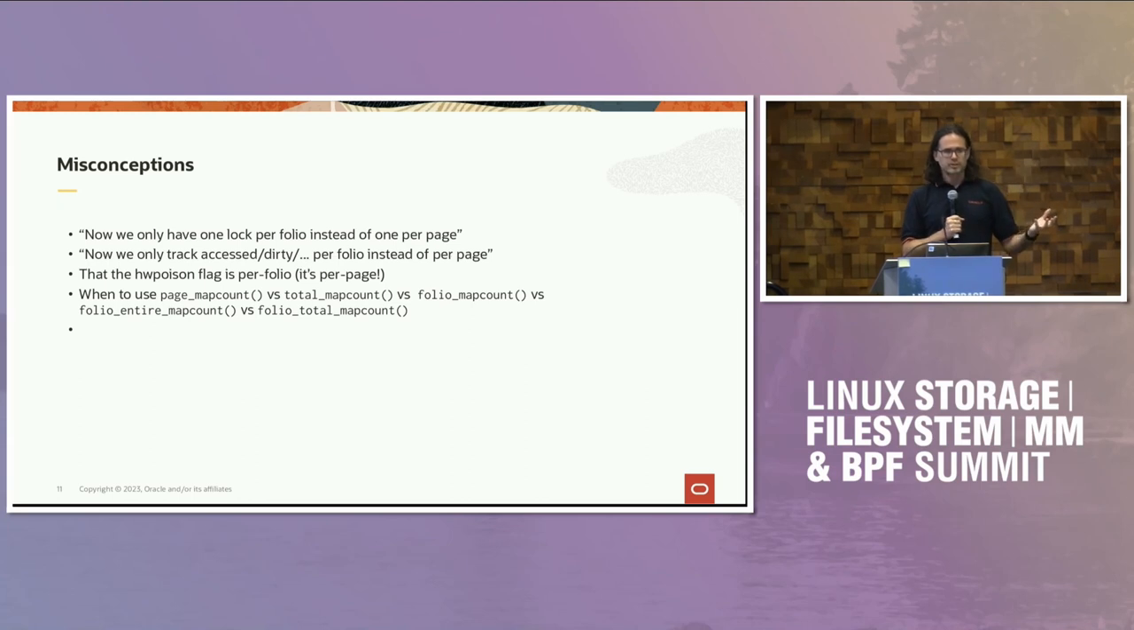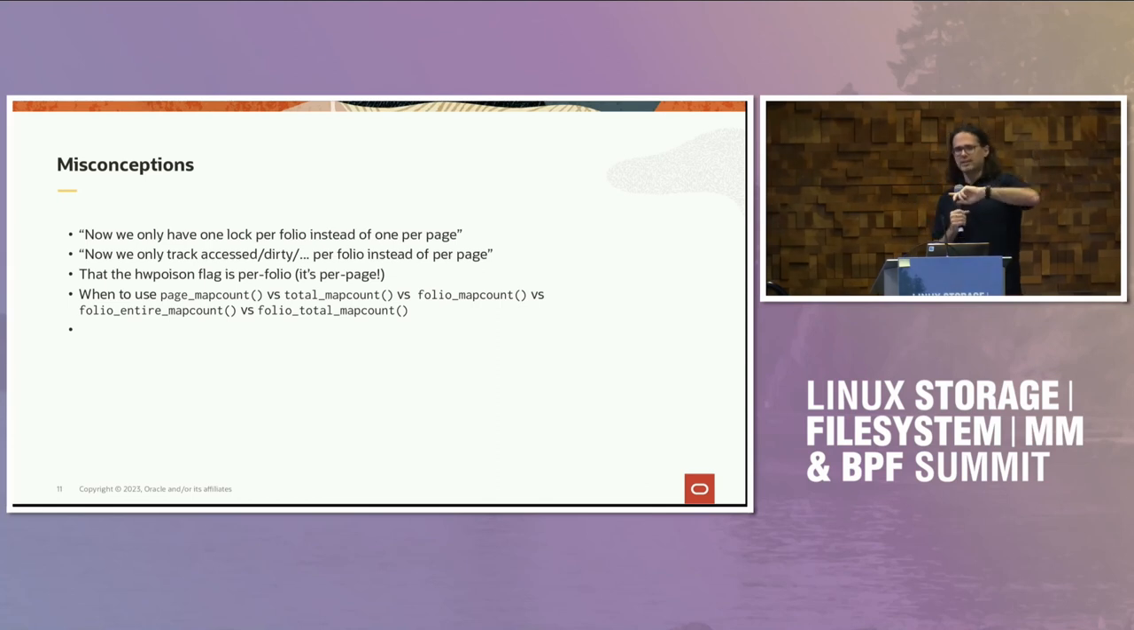I've heard from some file system people saying, oh, are we going to run into locking problems because now we only have one lock per folio instead of one lock per page? And I don't quite know how to answer this question because I don't quite understand what question they're asking. There's always only been one lock per folio. One lock per compound page. So if you call lock page on a tail page, it has always locked the head page.